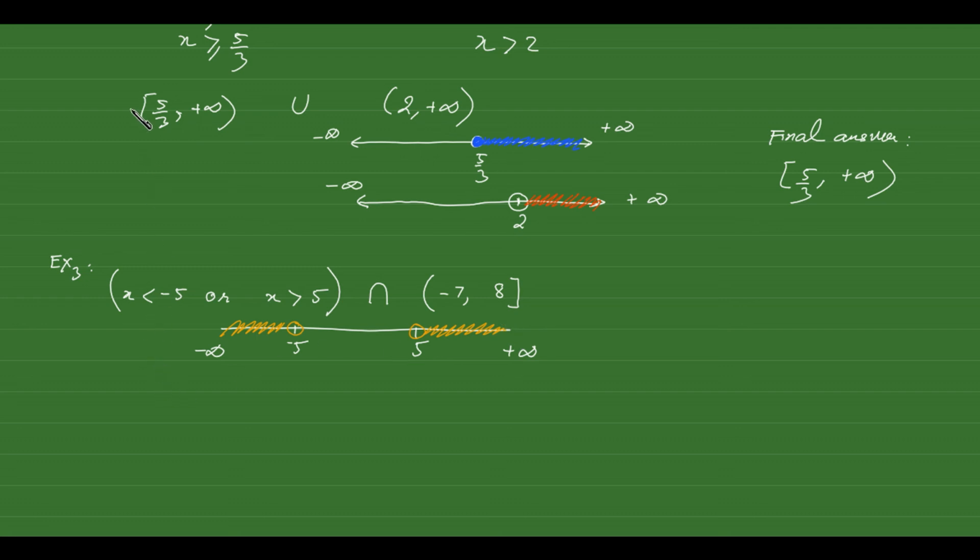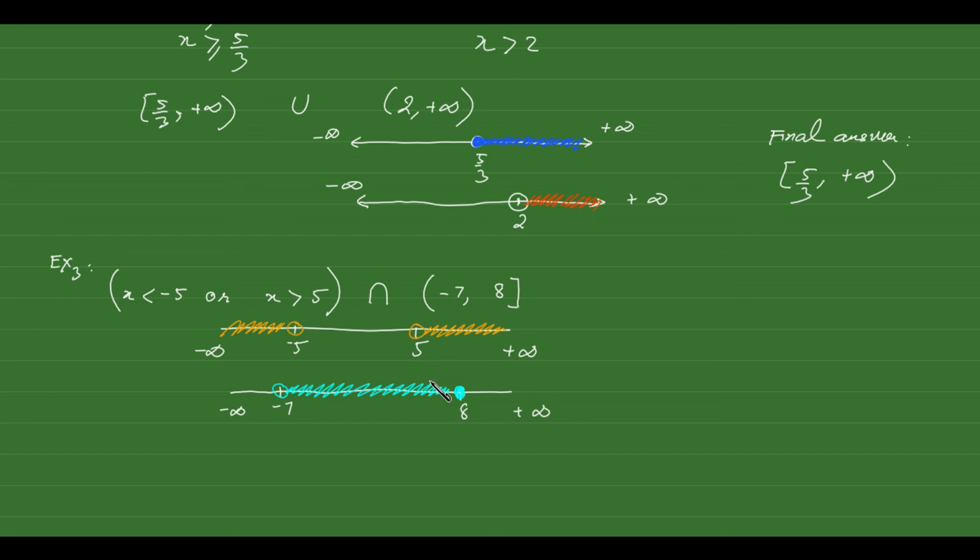Now how about the second one? Here, -7 is all the way over here, and 8 is up here. With 8 we want to include it, and -7 we don't want to include it, and this means between -7 and 8, so I'm going to shade everything in between.